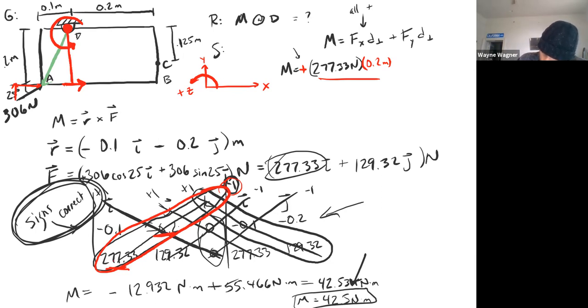Now we're going to do Fy. Fy we know is 129.32, so 129.32 newtons. I'm going to do the same thing and think about perpendicular distance. This force actually doesn't act where we draw it on this triangle. It actually acts right here, at A. I'm going to project it until the distance to D is perpendicular, so I'll put it right here. This is now its perpendicular distance, which is kind of hard to see, but there it is: 0.1 meters.